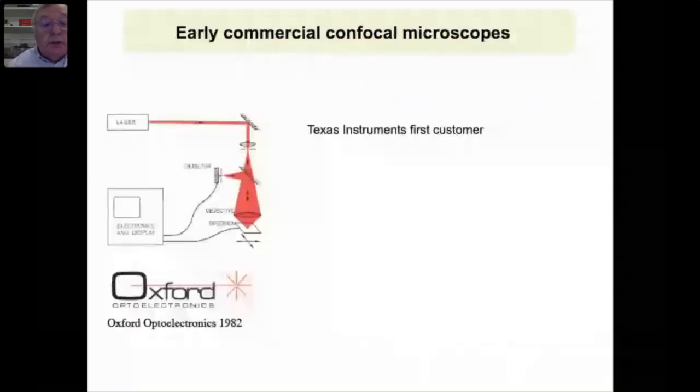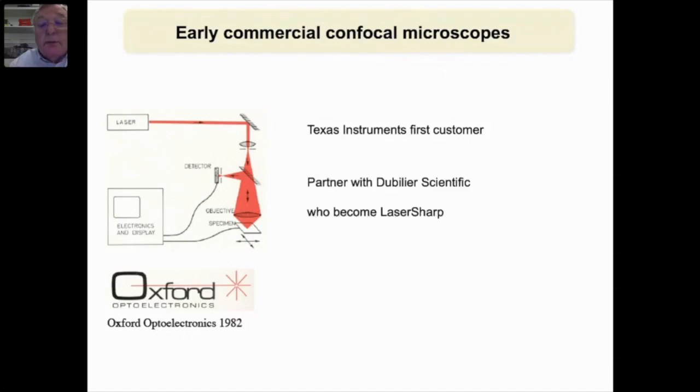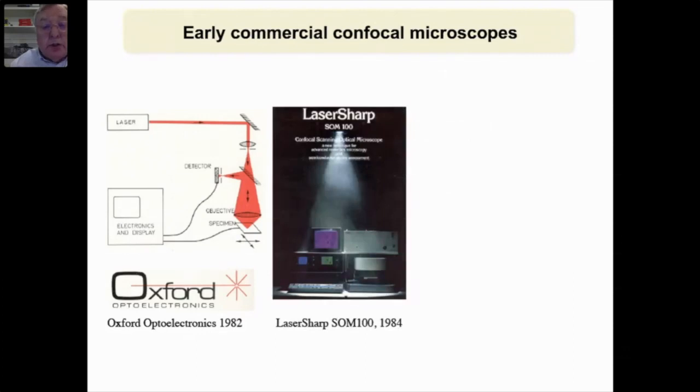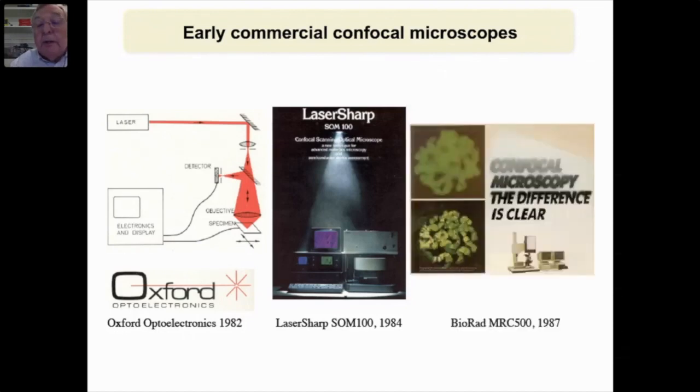The early commercial instruments, this is one from Oxford Optoelectronics, which we set up in 1982. This actually had stage scanning. And Texas Instruments was the first customer. We then got into bed with a local company, Du Billier Scientific, which then turned into Laser Sharp and a slightly more professional looking thing. And the screens you see at the bottom of the image are the long persistent screen. This was only in 1984, and then Laser Sharp became Biorad, and the rest is more or less history.